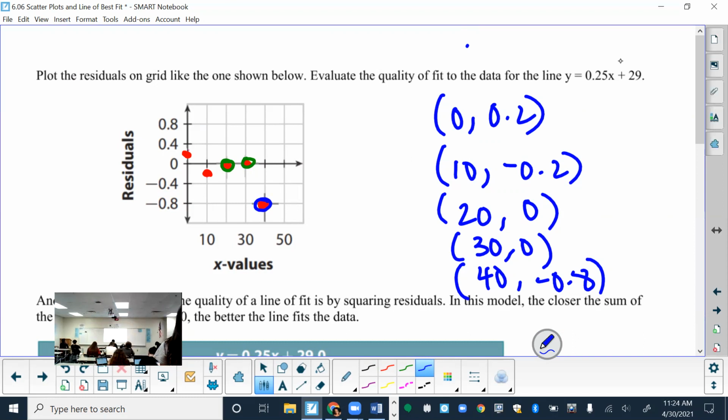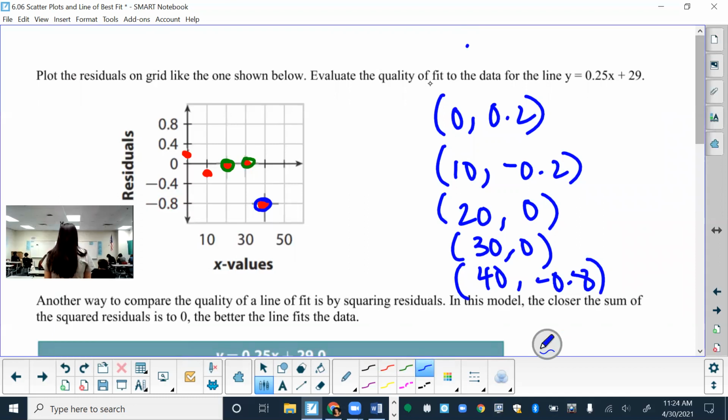All right, so making a residual plot is one way to do it. I'll also show you another way next. So plotting these, these ones are the best, this one's the worst, but overall, this is a good representation.